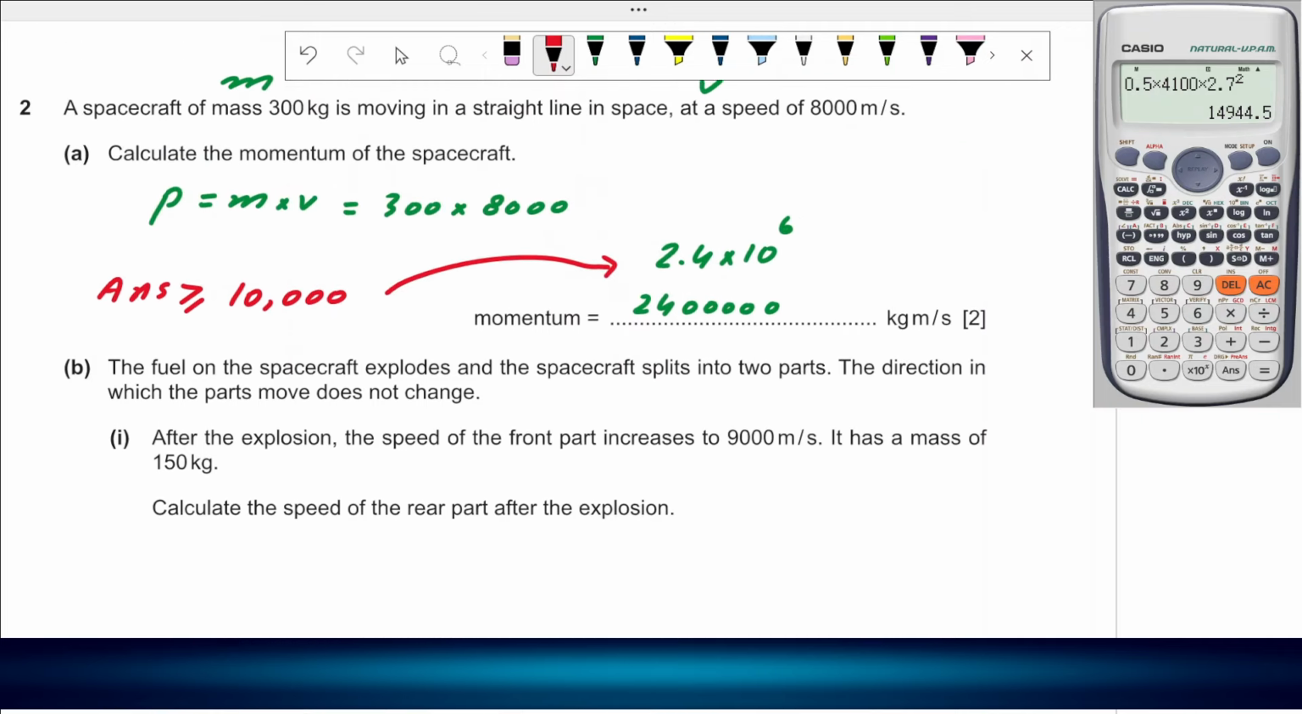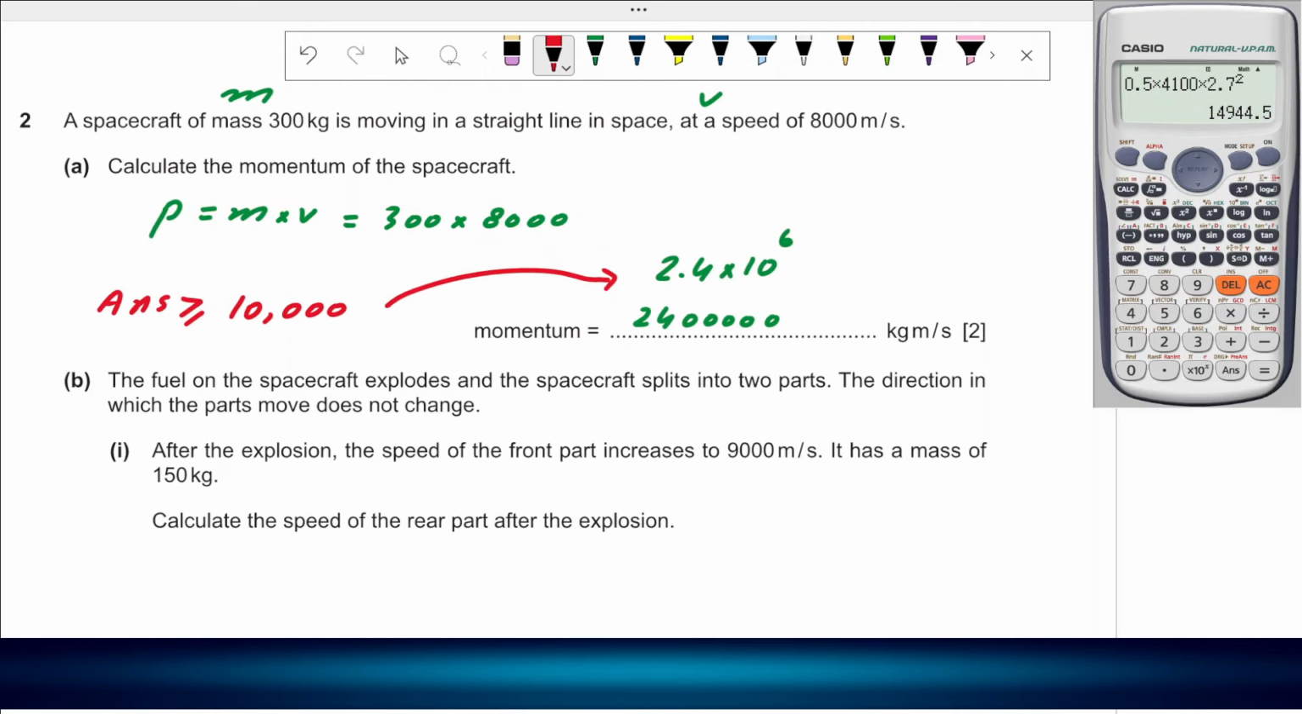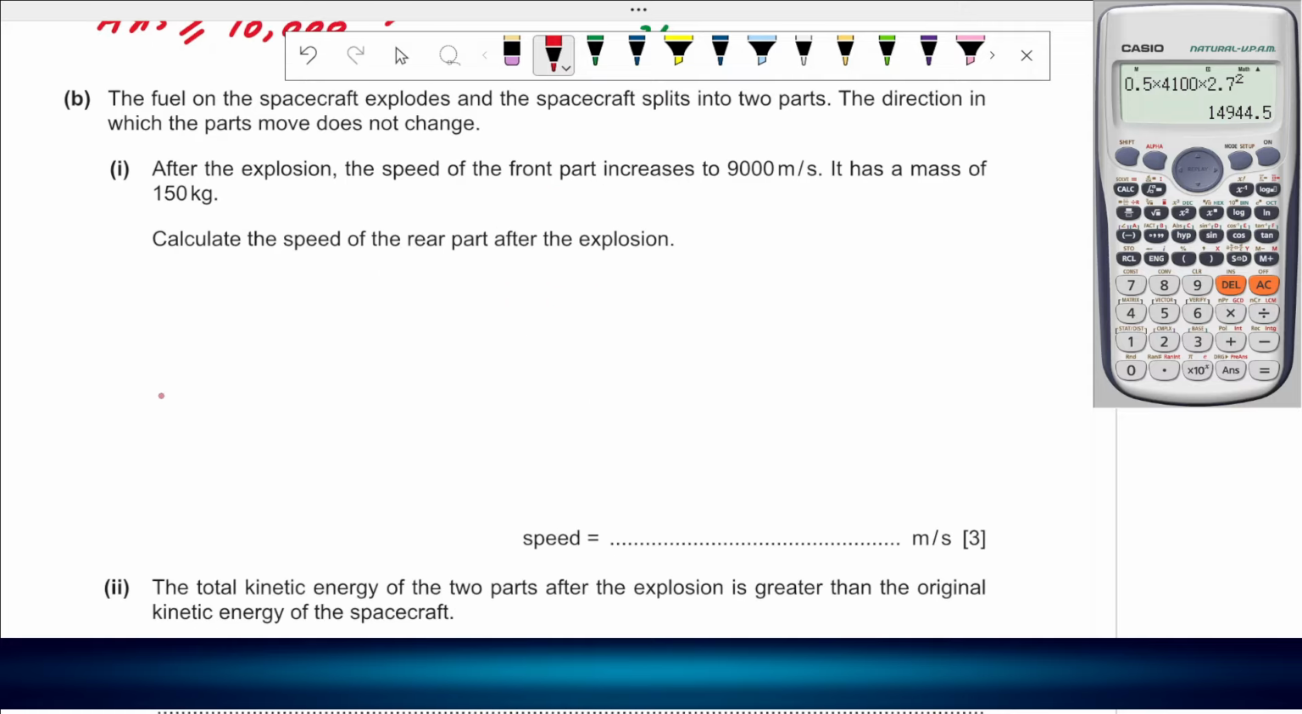So what was the case, by the way? The spacecraft of mass this much, it was moving with the speed of, okay, so this is what we had initially. We had a spacecraft. May not be a good drawing, but this is what it looked like. It was moving with the speed of how much? 8,000 meter per second initially. So this is what happens before.